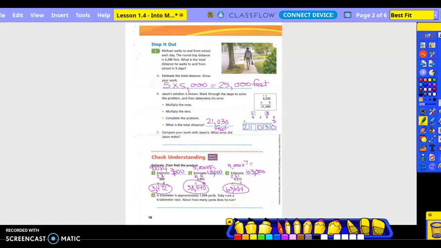Yes. And it's harder for me writing on the board to keep everything in line, but you need to try your best to keep your place values in line as you're working, right?